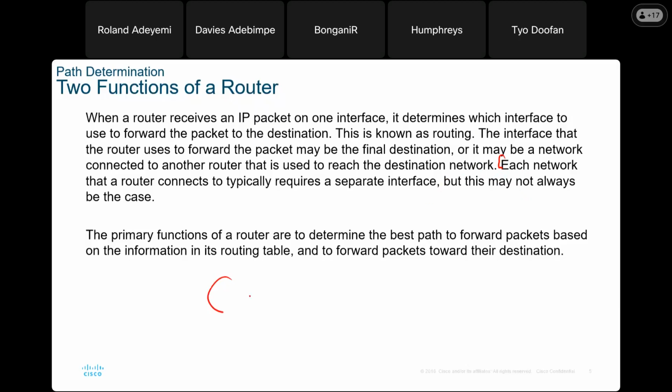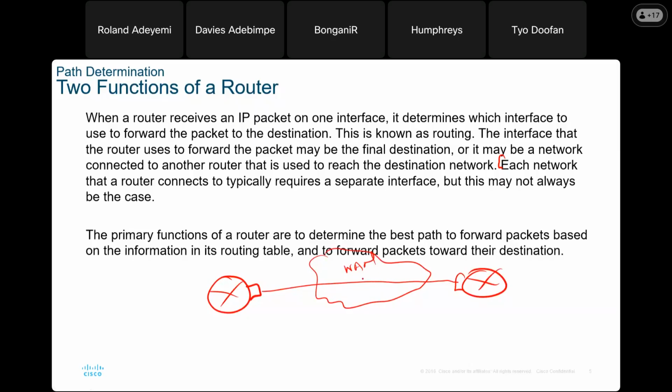So what we are trying to say is this: if I have a router here, there's an interface here, and there's another router in another location, there's another interface here. Most of the time you need a direct connection between the two routers. This is what we call point-to-point. To refer to that, it is a wide area network. You're going to listen to that in my video. It is a wide area network.